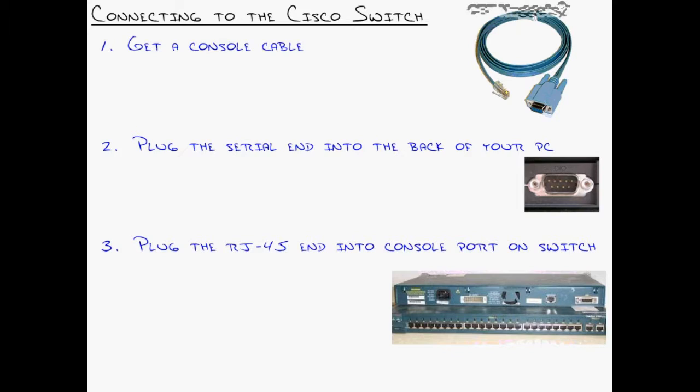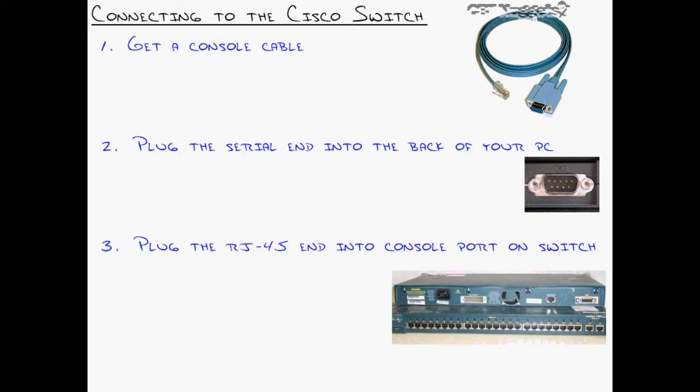You can see a picture of it in the upper right-hand corner here on your screen. Now, that console cable is a specially engineered cable that will take an RJ45, which looks like an Ethernet connector, and convert it to a serial connector that will plug into the back of your computer. So you can see step 2 is to take the serial end of your console cable and plug it into your PC.